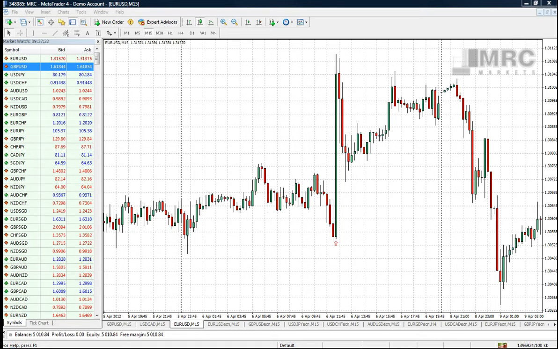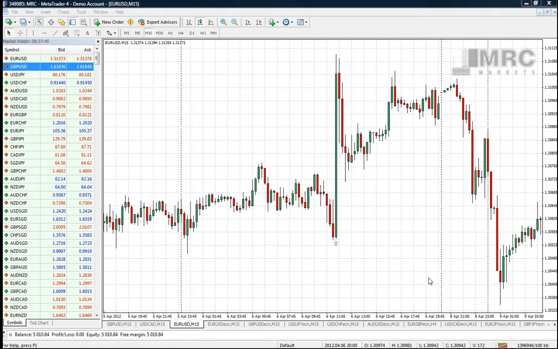The data comes out on the first Friday of every month. That's very important that you remember that. It's the first Friday of every month, and it comes out at 1:30 PM UK time, so GMT. What we have here is a chart of the Euro USD. Euro USD is probably the best pair to trade when trading the non-farm payrolls data.